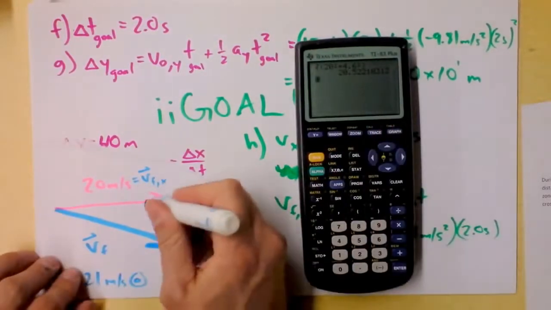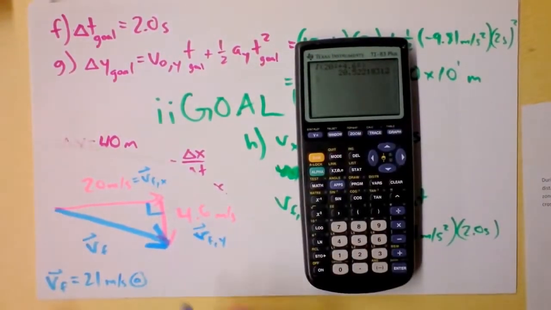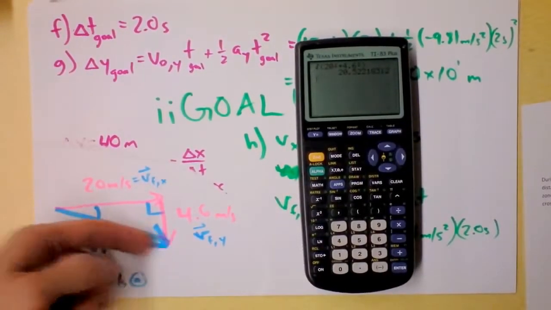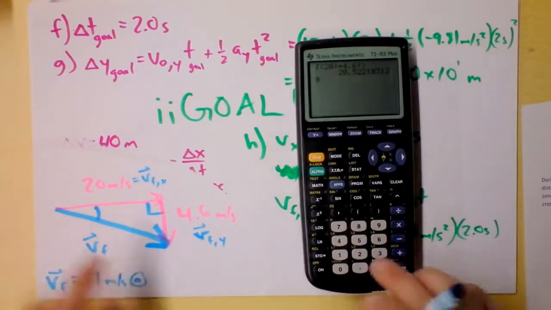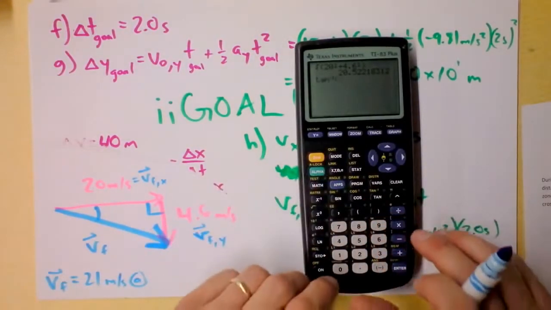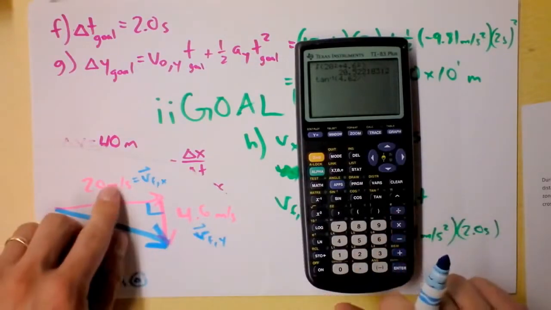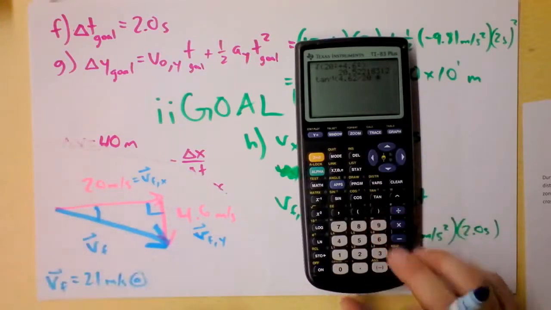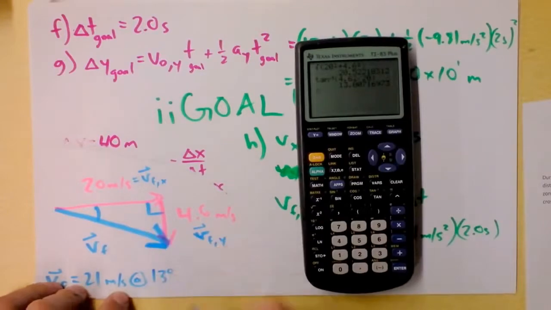And I need to find an angle. Do I want that lower angle or that top angle? This one, because it's at the base of my resultant vector. You can go up and look at the adding vectors thing if you want to talk about that some more. But now I take the inverse tangent. Opposite, 4.62. Adjacent, 20. Careful there. And I get 13 degrees.